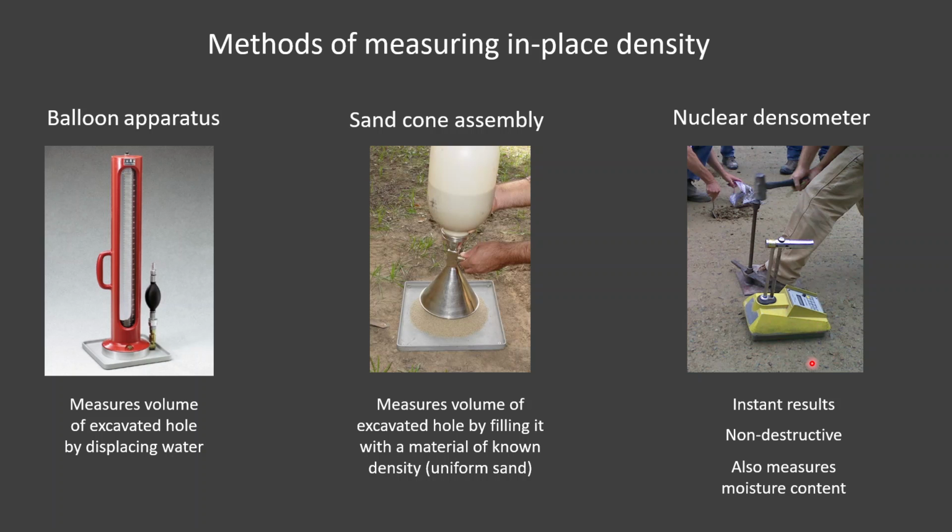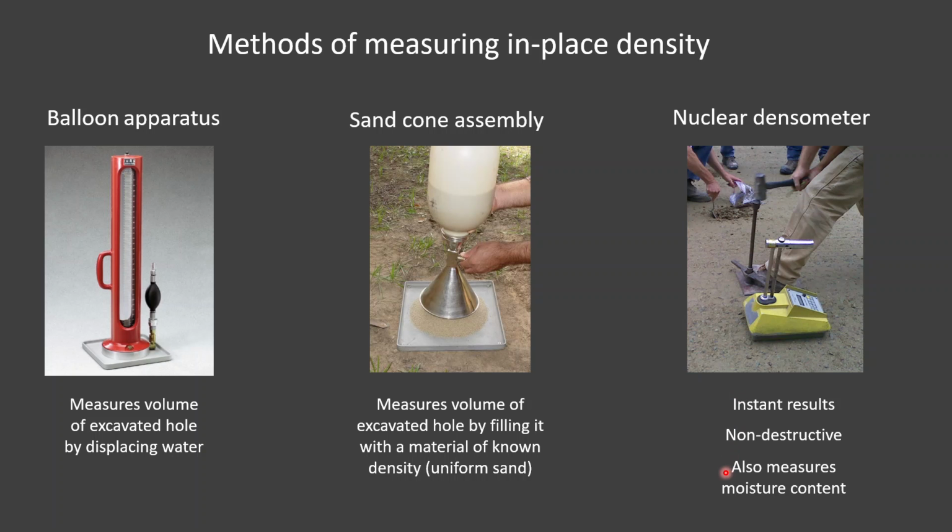The benefits of a nuclear densometer are you get instant results, right? You don't even have to wait for the time it takes to do a calculation. You don't have to wait for moisture content results to come back. It's non-destructive, right? We don't have to dig a hole like we do for sand cone or even balloon apparatus. They're actually digging a hole up here in this picture, but I think that's just for kind of a random sample. You don't have to dig a hole for the nuclear densometer.